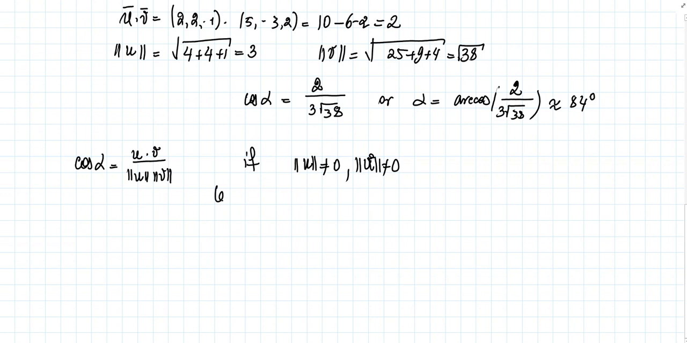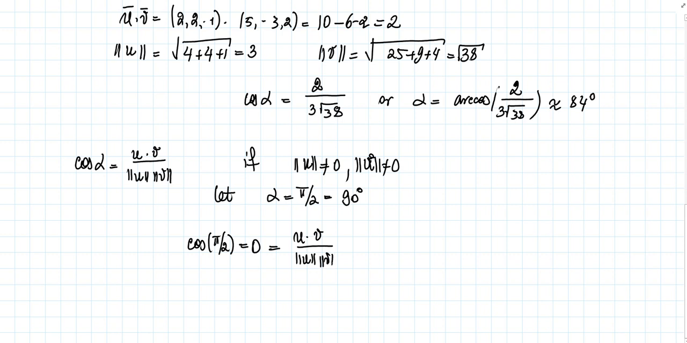Okay, so let's say the angle between the two vectors is equal to pi over 2, or 90 degrees, right? So if you substitute this in here, what do you get? Cosine of pi over 2 is equal to 0, which is equal to u dot v divided by the length of u, length of v, right? So actually, u dot v divided by some constant is equal to 0. So when does this equality become 0? When u dot v is equal to 0, right?